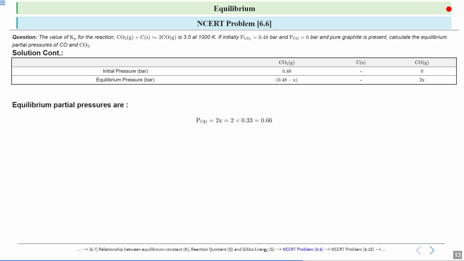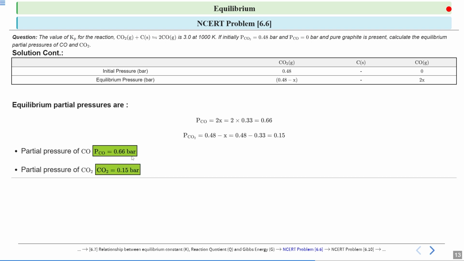So for the partial pressure of CO, we will take 2x, which is 2 into 0.33. So 0.66 will be your final pressure of CO. Similarly, for the pressure of CO2, you have to put x as 0.33 and 0.48 minus 0.33 will give you 0.15. So you can say that the partial pressure of carbon monoxide is 0.66 bar and the partial pressure of carbon dioxide is 0.15 bar. So this is your final answer.